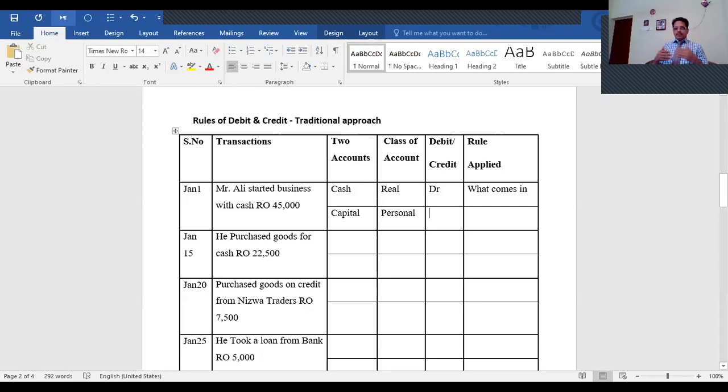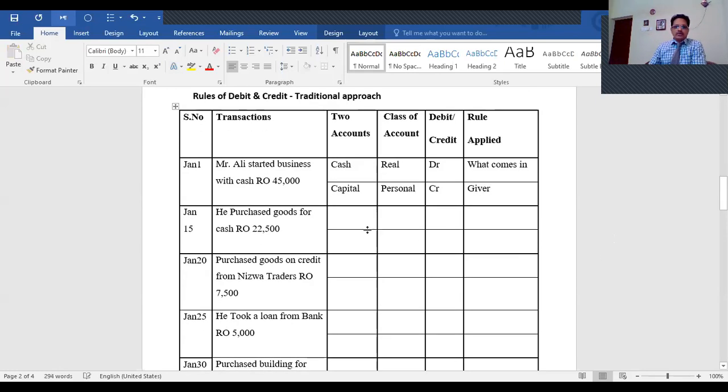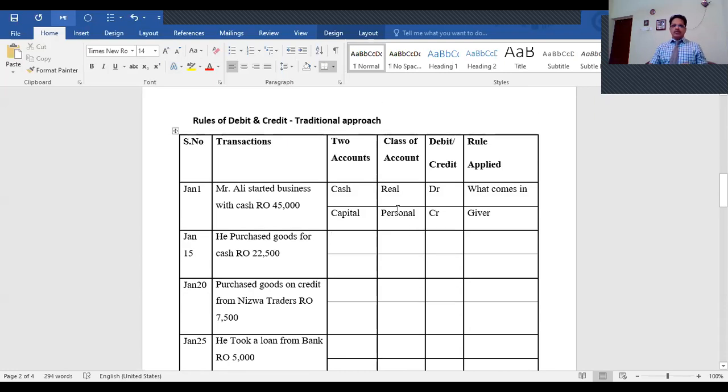In a personal account, there are only two rules: debit the receiver, credit the giver. So the businessman is the giver, and because he is the giver, his account should be credited. This is the rule. So you understood now: in this transaction there are two accounts, cash and capital. In this traditional rule there are three groups, not five: personal, real, and nominal.